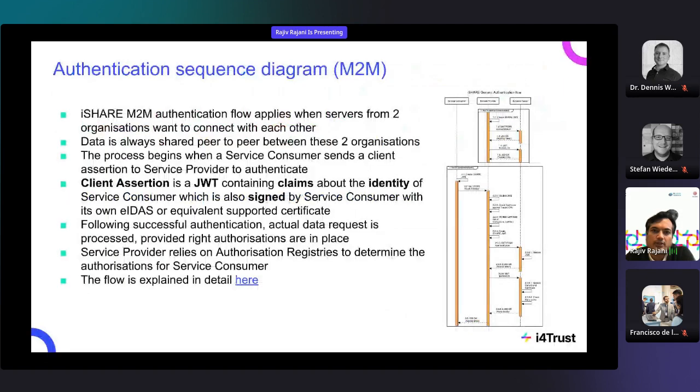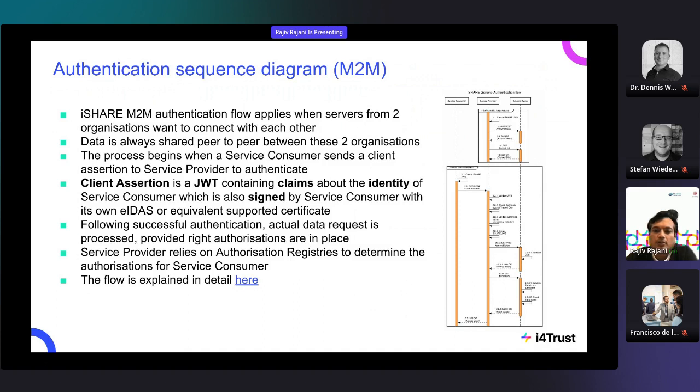So in the following slide, you will see that I'm talking about the machine-to-machine flow, M2M, as we call it. On this screen, you can see some highlights about this flow. On the right, you can also see the sequence diagram of how a typical authentication sequence looks in a machine-to-machine scenario.